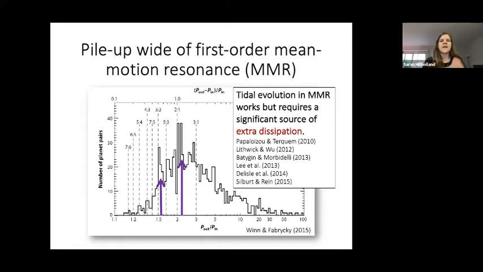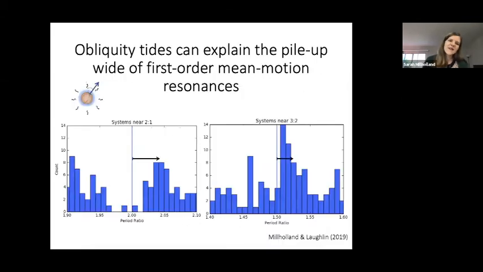So we're in need of some extra source of dissipation that is a couple of orders of magnitude effect. And based on what I talked about in the first half of the talk, you can maybe hypothesize what I'm going to propose for this source of extra dissipation. In the study from last year, we showed that if we account for the extra orders of magnitude of dissipation from obliquity tides, then that can be sufficient to account for the deficit that we need to move planets wide of the exact period ratios by the amount that we see.